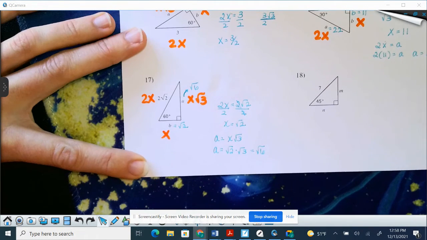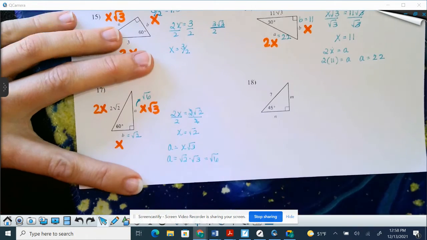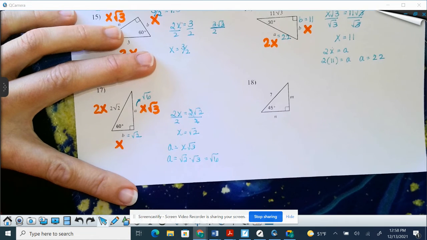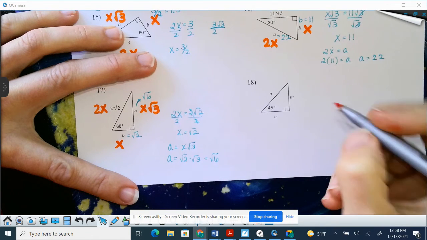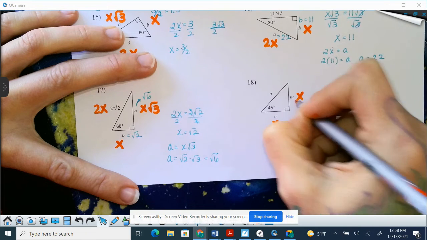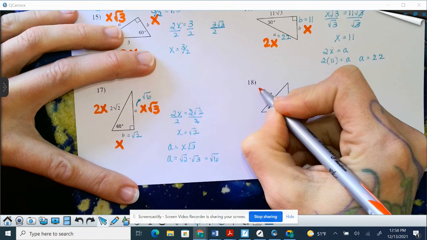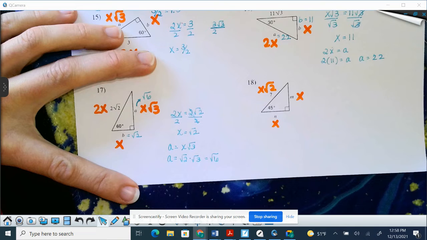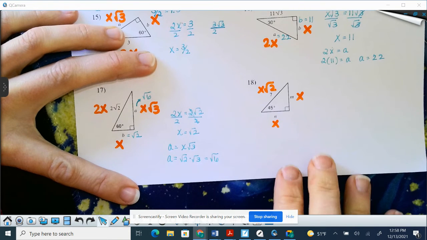Number 18, 45, 45, 90. I don't know about y'all, but after doing a bunch of 30, 60, 90s, 45, 45, 90s are my favorite because I know these two legs are equal. Once I solve for one, I have the other. And then the hypotenuse, remember, is x square roots of 2. Not quite as neat as some of the ones we did prior because we have a whole number 7.